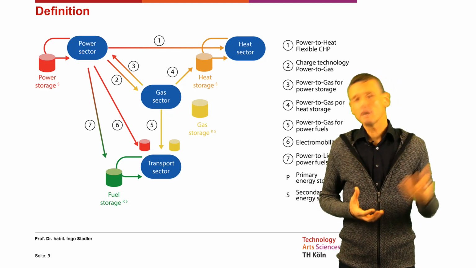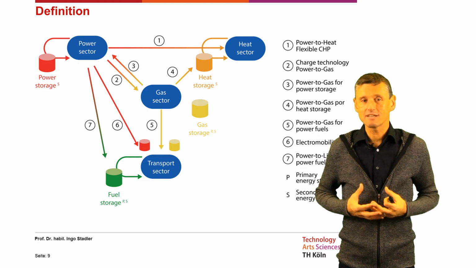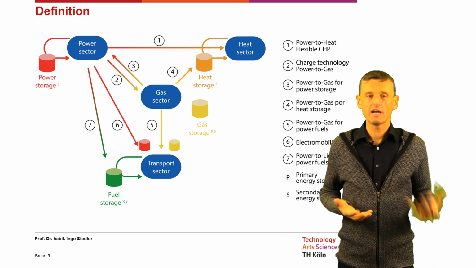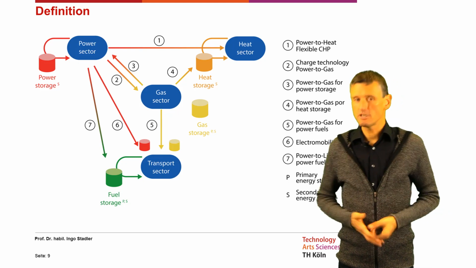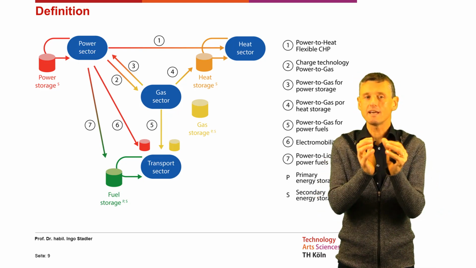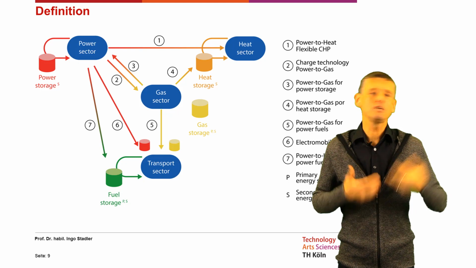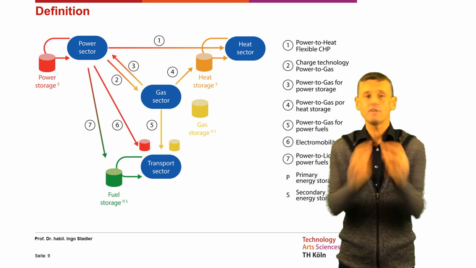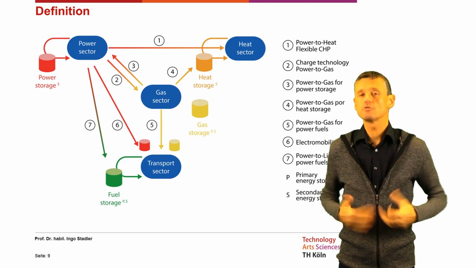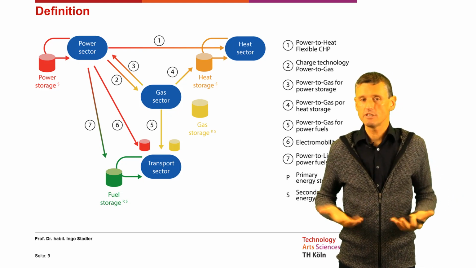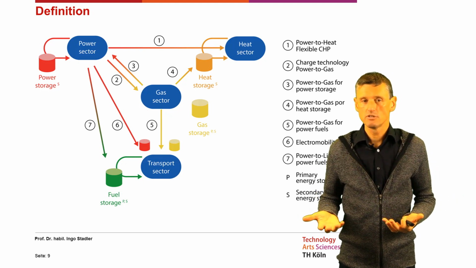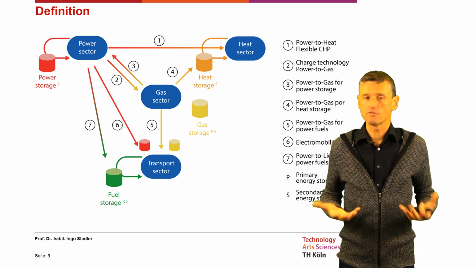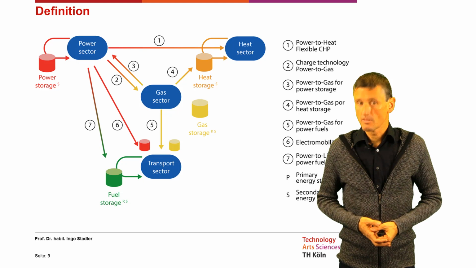Or we can combine the power sector with the gas sector by a power-to-gas process, either for hydrogen or even methanization, to then store the gas and maybe reconvert it later to power in a gas turbine. Or when we have produced the gas, it can also be used for heating houses in the heat sector, or in the transportation sector to drive gas-driven cars, for example.